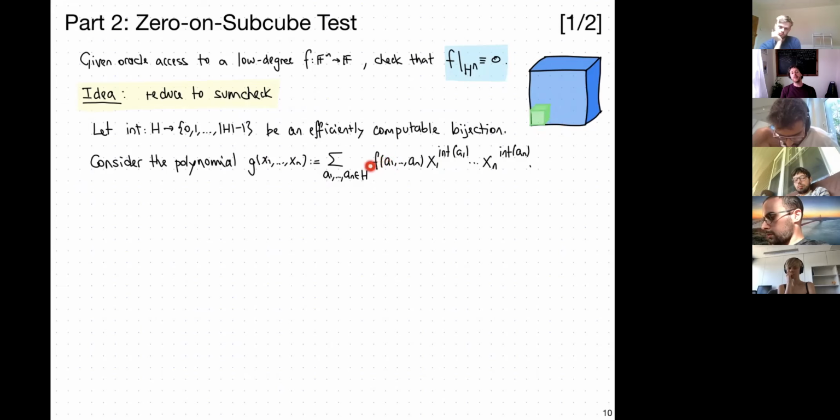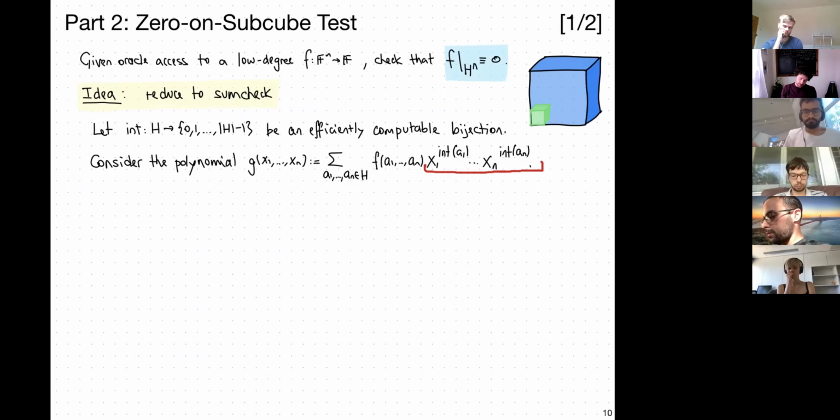At each point, we sum over the value of the function. If I didn't have that, then that's exactly the sum check problem. But now I have this addend here, which takes each variable and raises it to the power of the element in H. It seems a bit arbitrary. Why would I want to do that? I'm just going over all of the variables and giving them these different powers. But you'll see in a second that this makes a lot of sense.